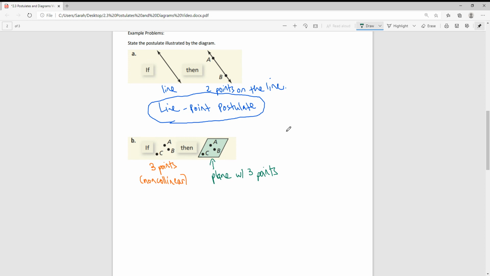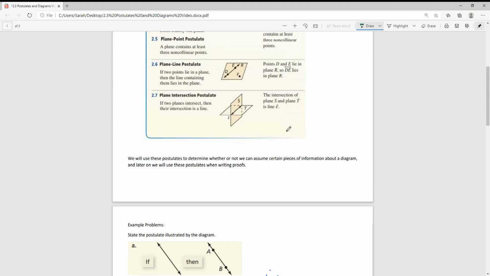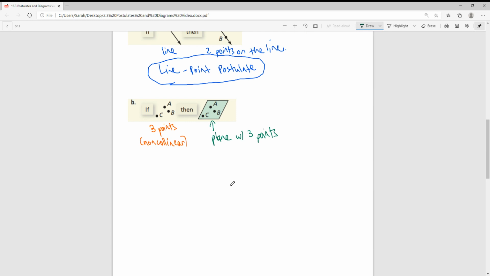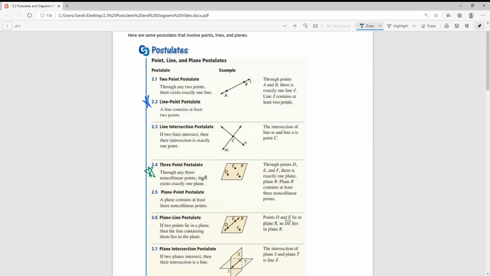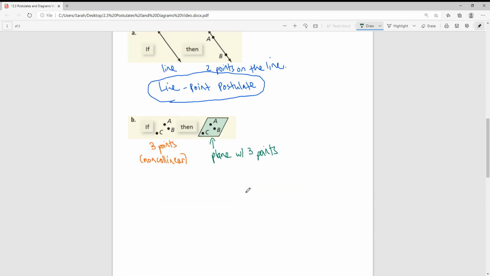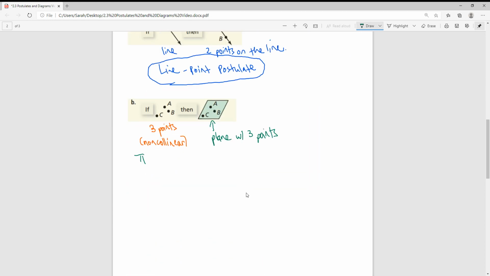So let's go back to our postulates. We need something that starts with having 3 points, and then we have a plane. What we've got going on here is the 3-point postulate. It says through any 3 non-collinear points, so we started with 3 non-collinear points, then there exists exactly one plane, and that's exactly what we see going on. So that was the 3-point postulate. Wow, that doesn't look like an H. Let me fix that. So, 3-point postulate.